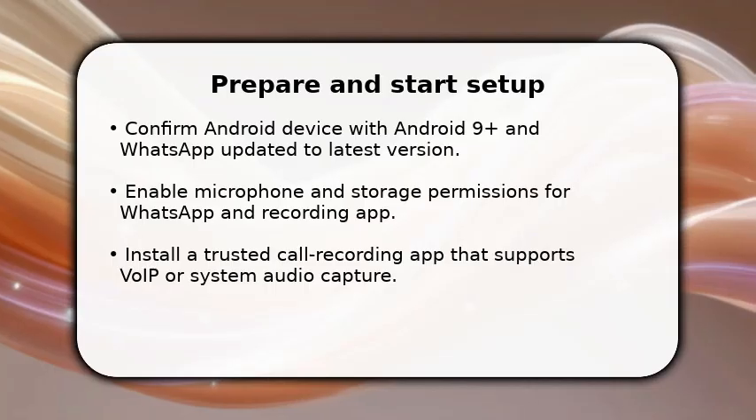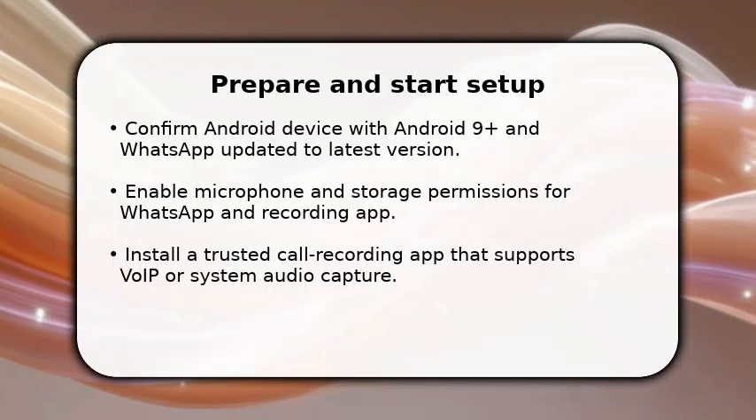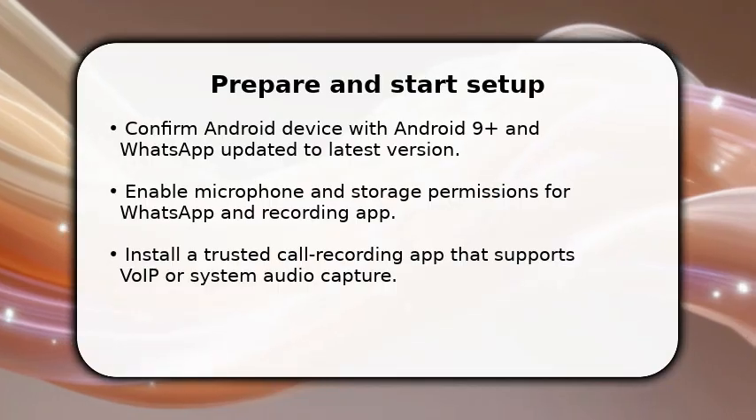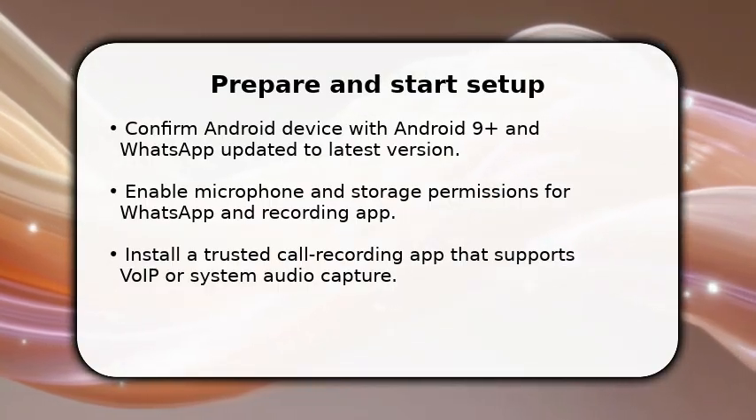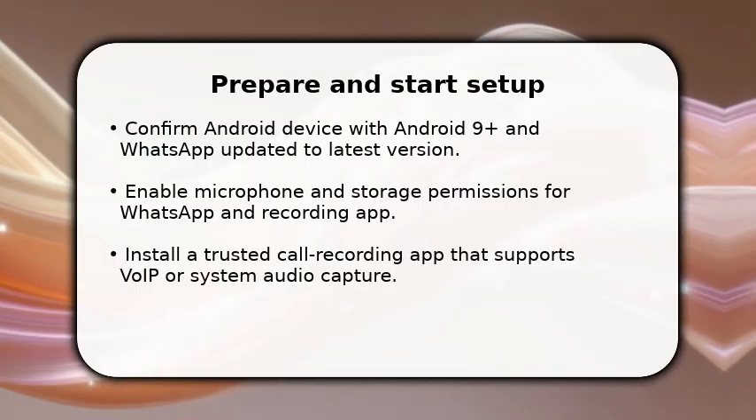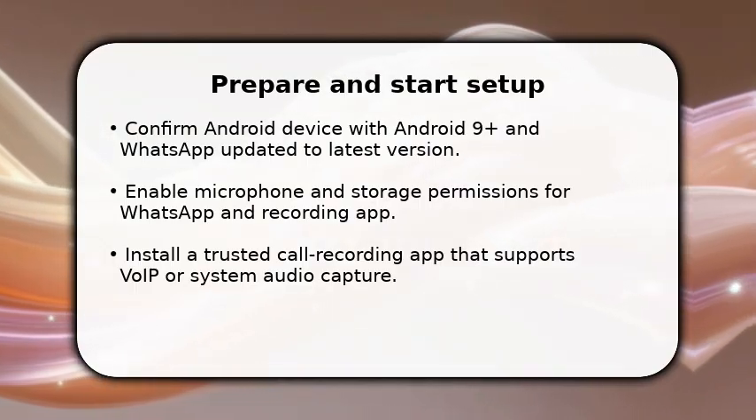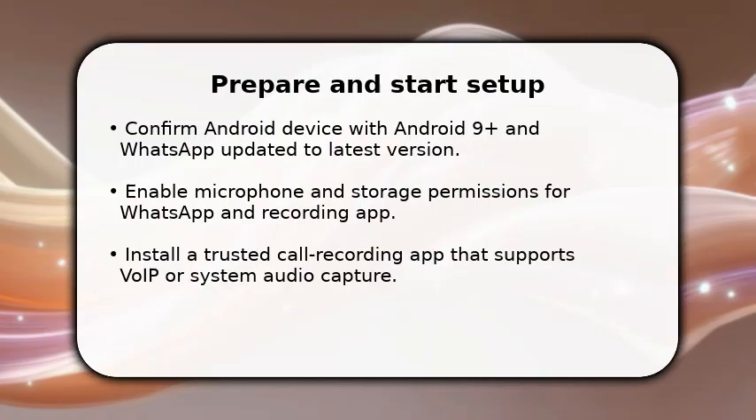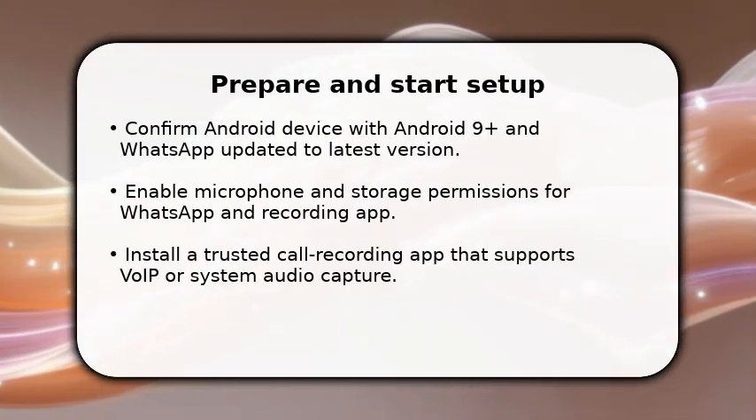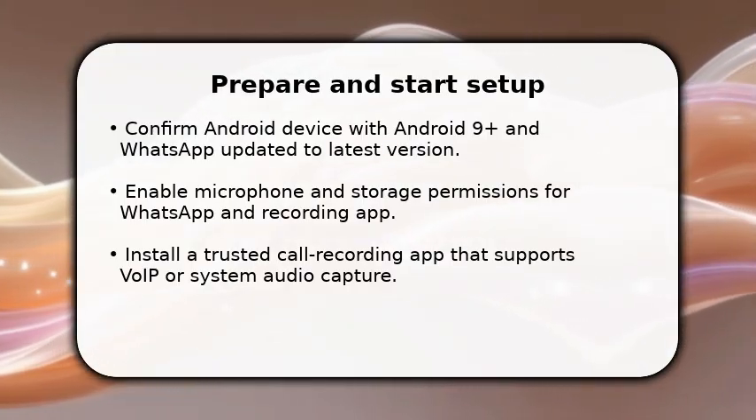You'll begin by preparing the phone. Make sure you're on Android 9 or newer and WhatsApp is updated. This matters because newer Androids handle audio capture differently. Once done, install a reputable call recording app that explicitly supports VoIP or system audio capture.